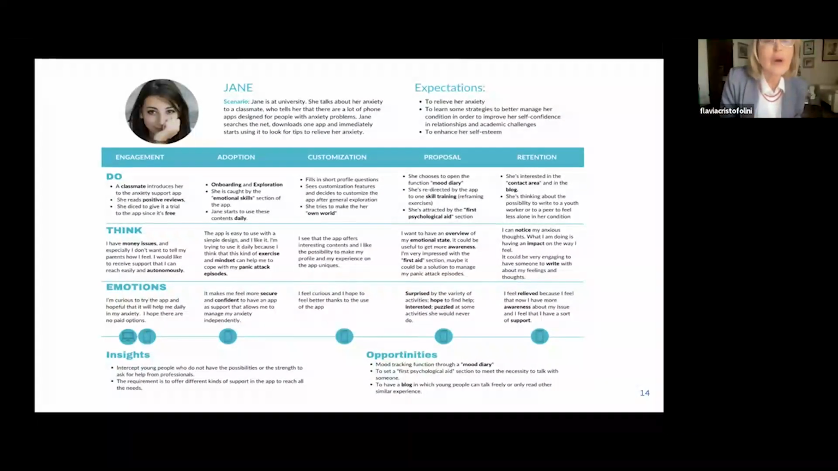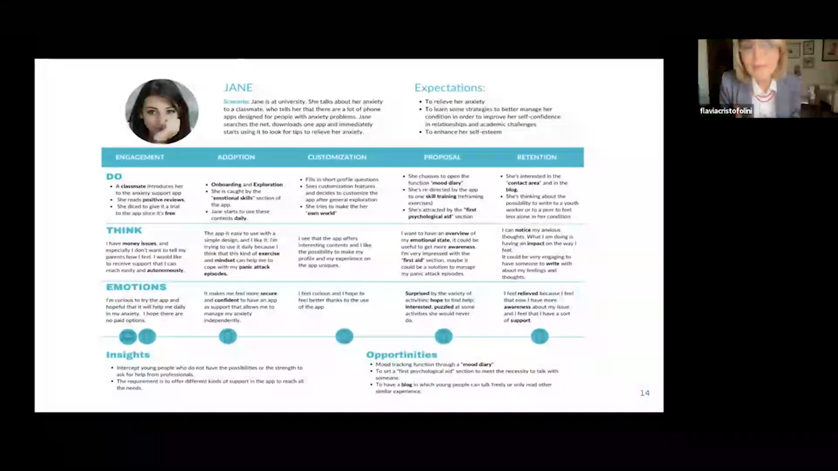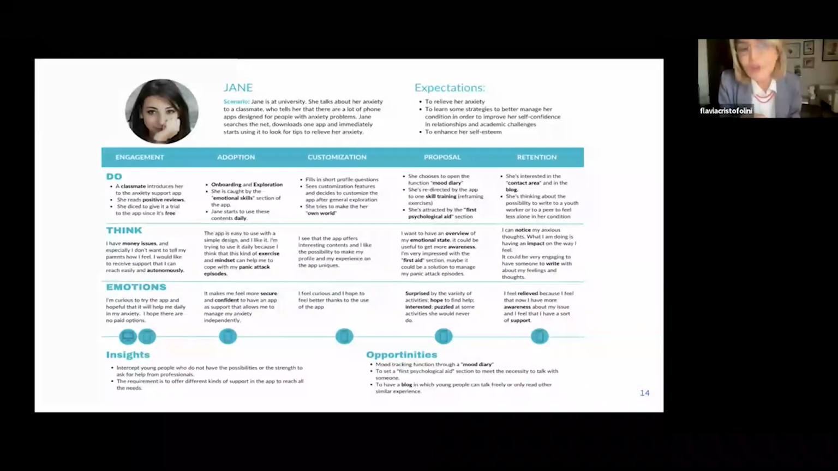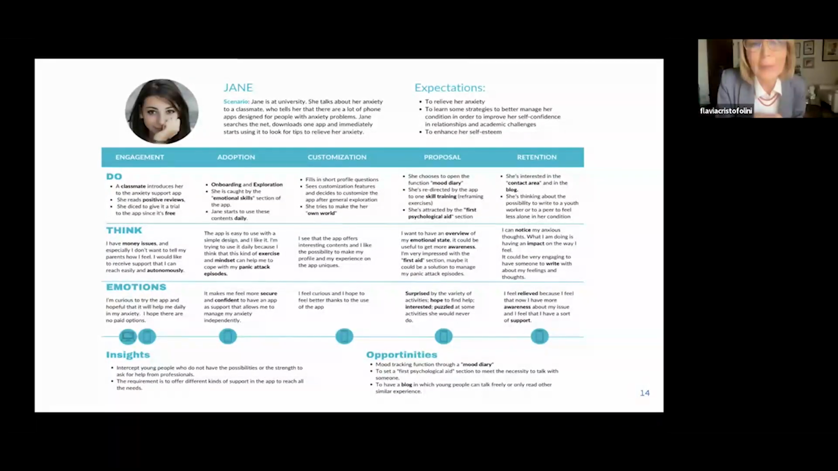For example, this is one persona. She is a university student interested in exploring her emotional skills. She is already familiar with some well-being apps, so she is, so to say, a more sophisticated user. This is why we also inserted in the app a scientific option, where the user, if he or she wants to, can explore the scientific basis for the activity.